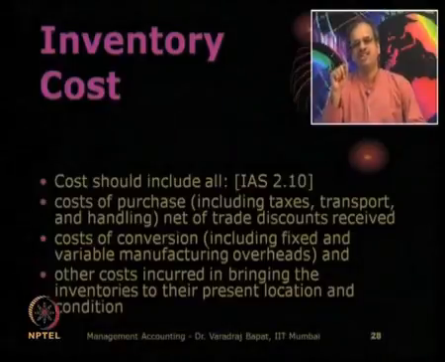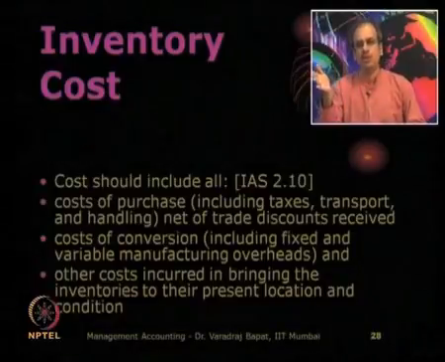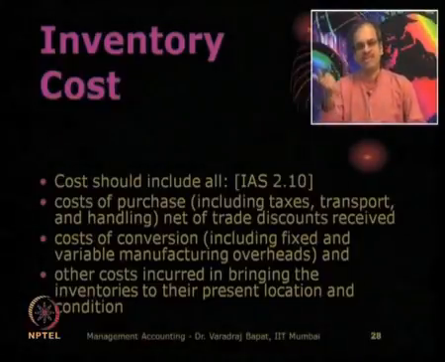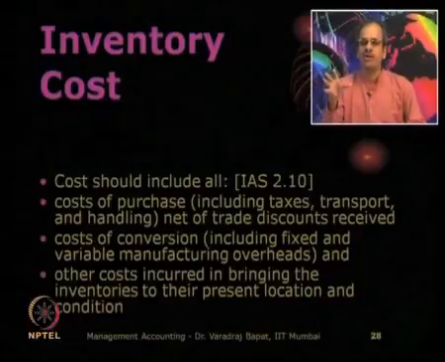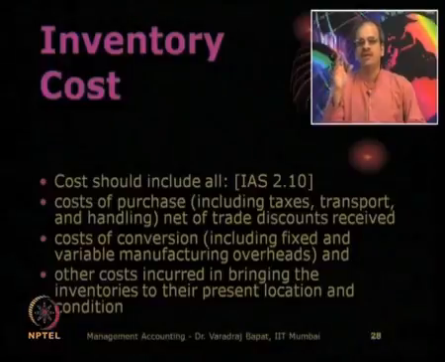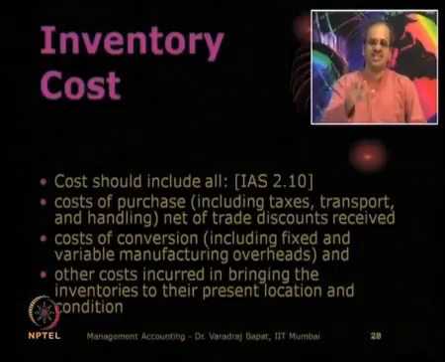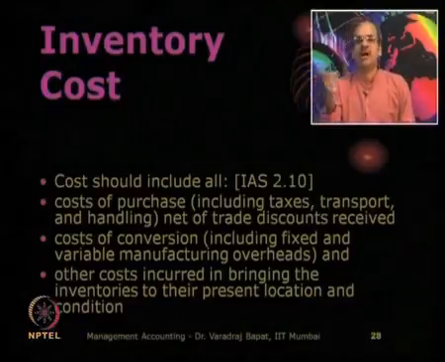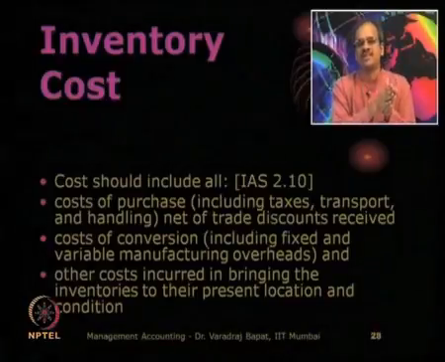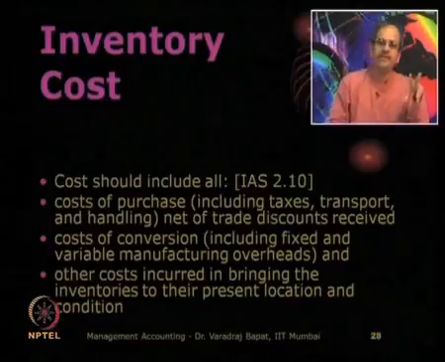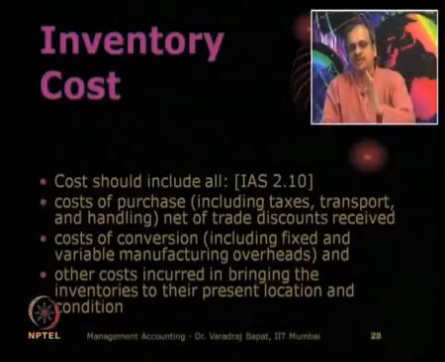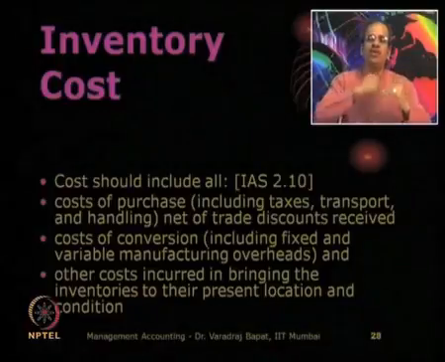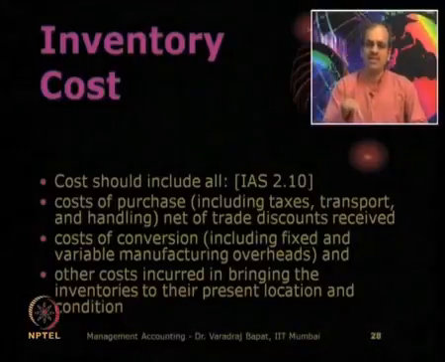So, here the definition as per International Accounting Standard 2.10 is given. Cost of inventory is to include number 1, the cost of purchase, which is pretty common sense, what you pay for, but you should not forget to include taxes, transportation and handling charges on all the purchases, but you will have to reduce the discount which you avail. That is why it is a cost of purchase net of trade discount. Secondly, it will include the cost of conversion, especially when you are manufacturing a finished good. You buy raw material and you convert it into finished goods. So, those costs of conversion are to be added.